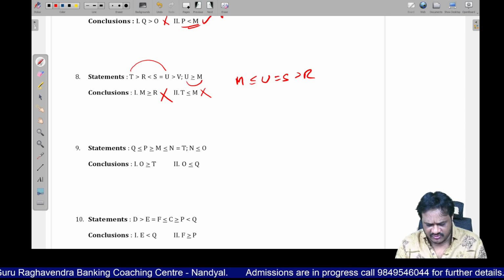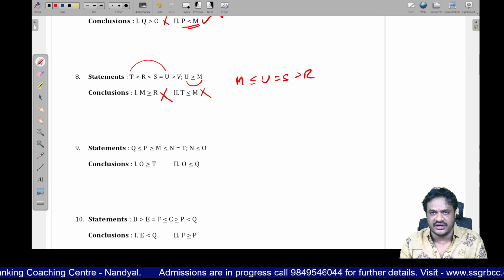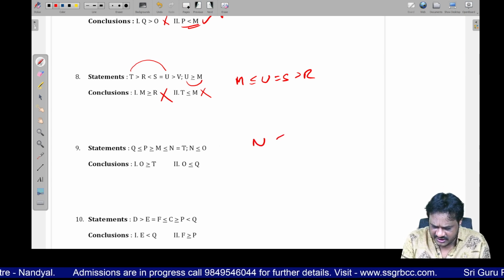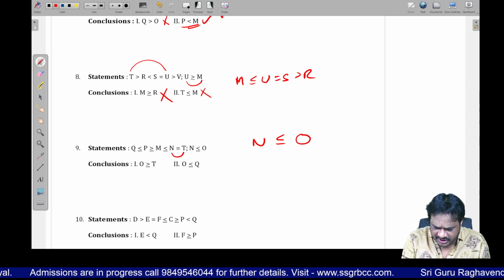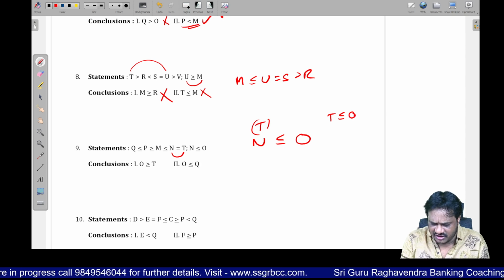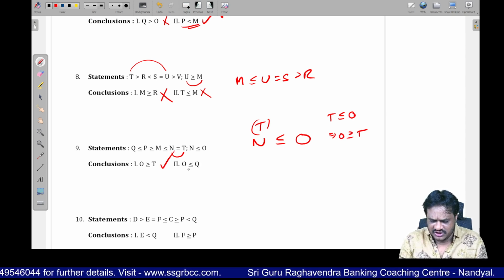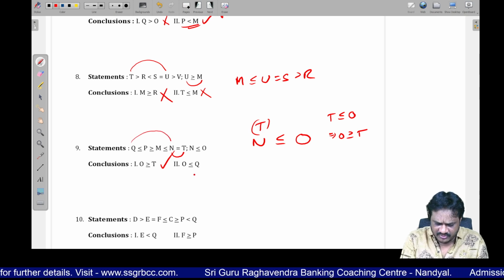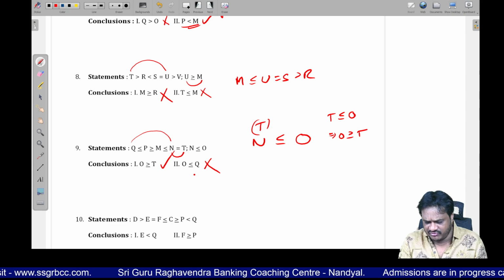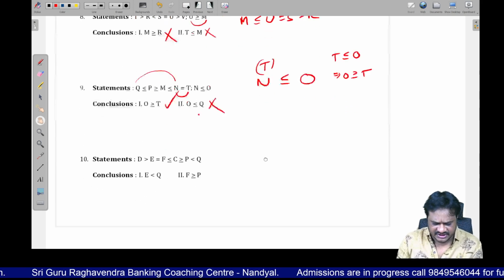Q less than or equal to P, P greater than or equal to M, M less than or equal to N, N is equal to T and N less than or equal to O. Now O greater than or equal to T. See here, N less than or equal to O, but N is equal to T. That means instead of N you can write T. Therefore T less than or equal to O or O greater than or equal to T definitely follows. O less than or equal to Q. From Q to N only there is no common symbol. So you can't establish the relation between O and Q also. Second one does not follow. Let us see the next question, 10th one.